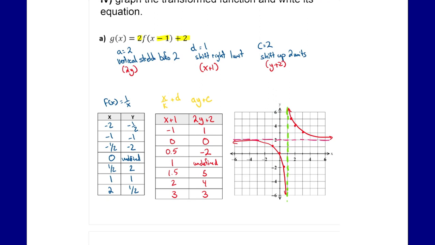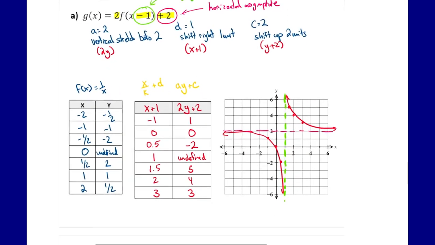That -1 or that +1, we see that in that d value. So this would be our vertical asymptote. And we see the same thing for our horizontal one with that c value. So in the transformed function, it does give us what our asymptotes are as well, based on the shifting left and right and the up and down. And that's because in that base function, our asymptotes are at 0. So however we shift it left or right, that's going to be our new asymptotes.